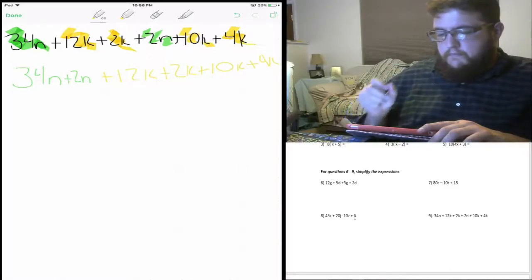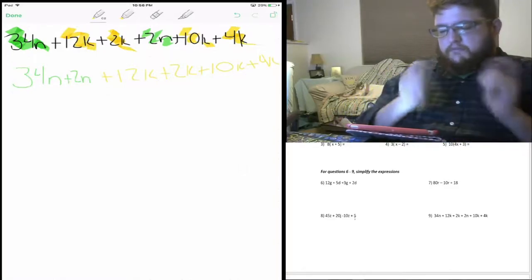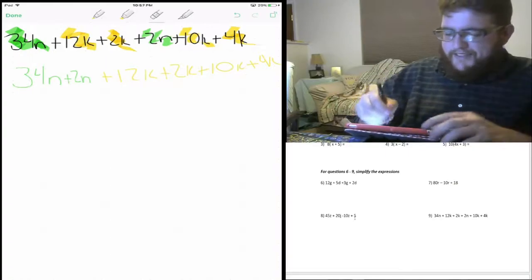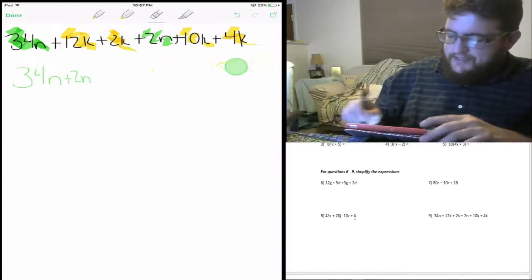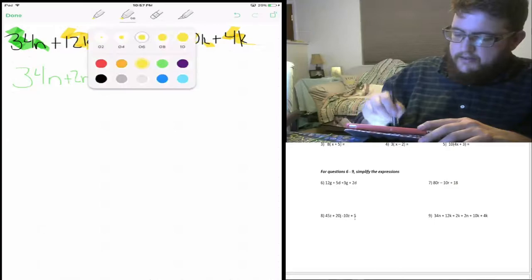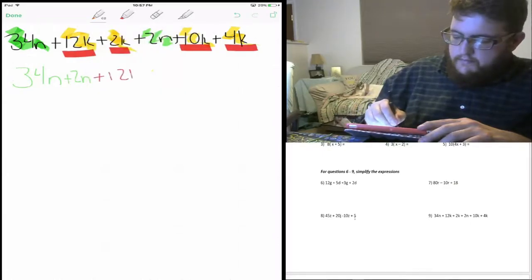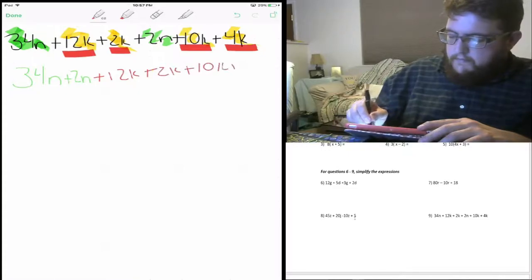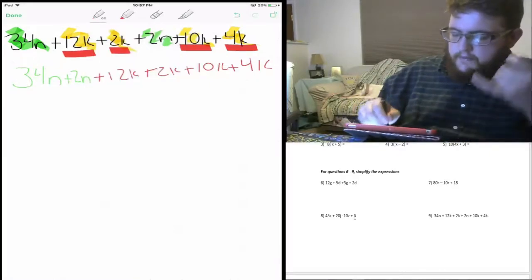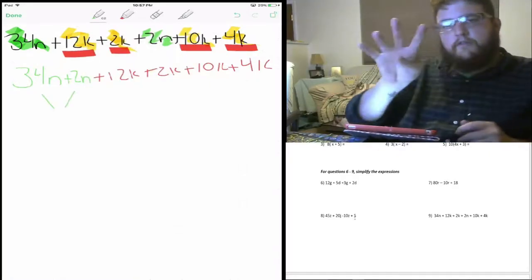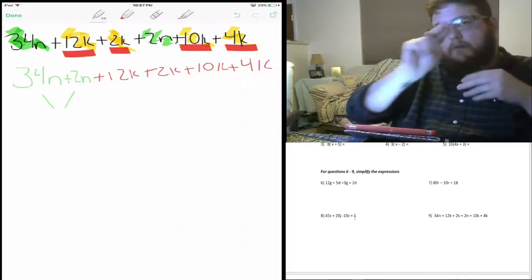Alright, now let's start combining some of these like terms. Actually, let me change this color. I don't like the yellow, so I'm going to use red. Yellow's kind of hard to see. So plus 12k plus 2k plus 10k and plus 4k. Now we can begin to combine like terms.